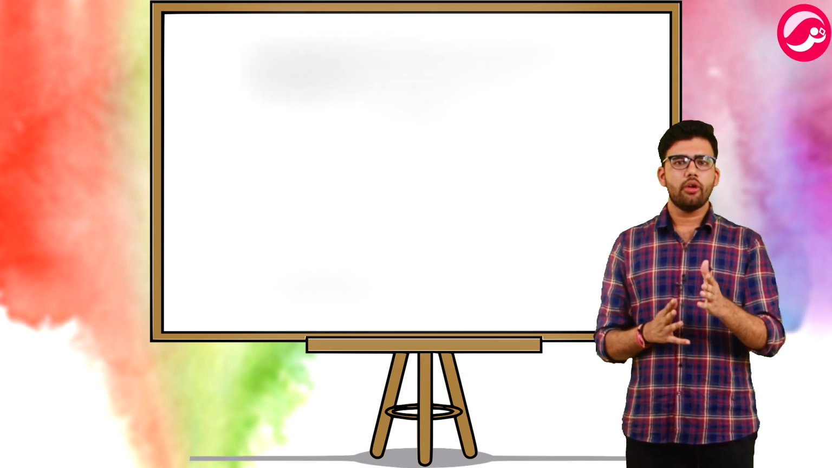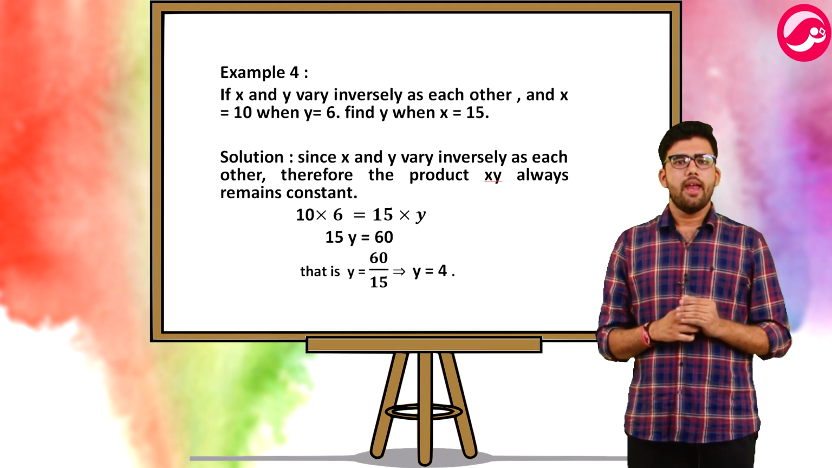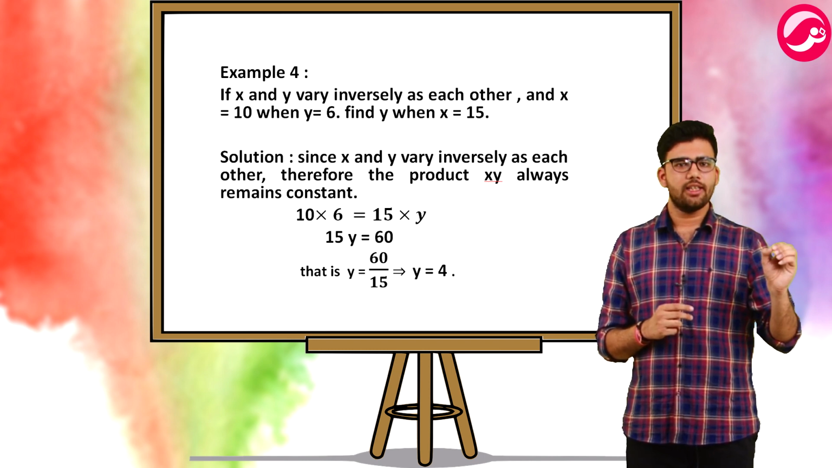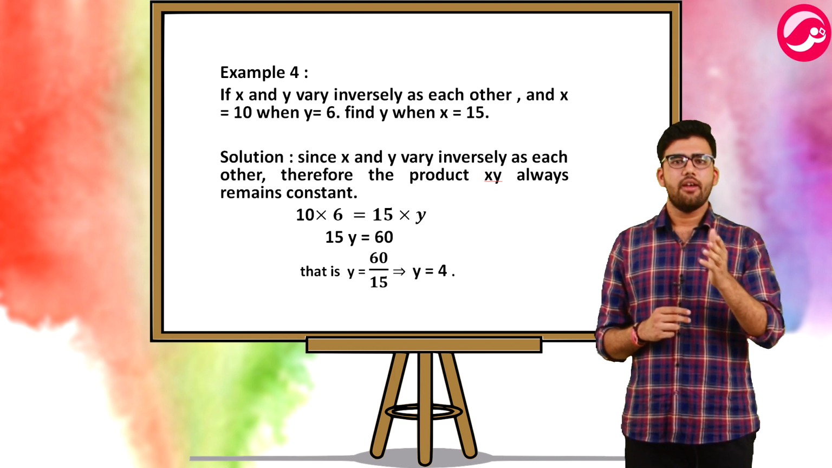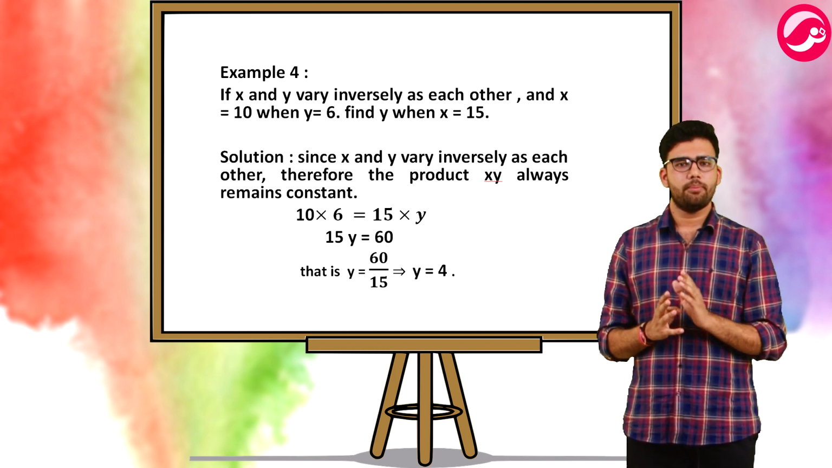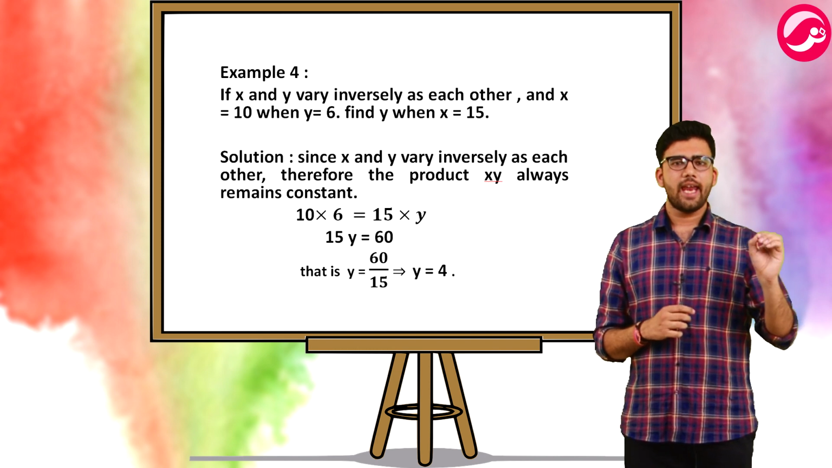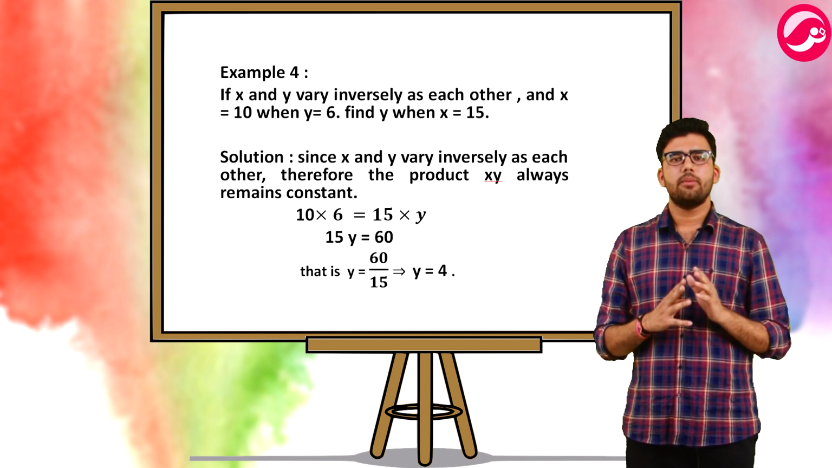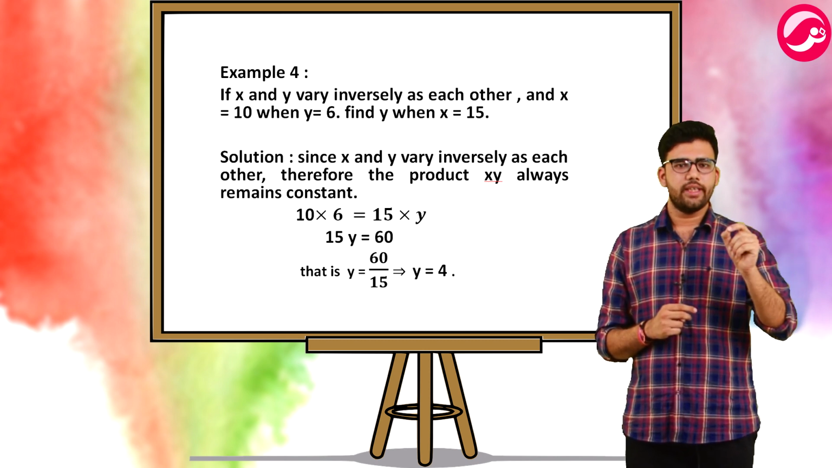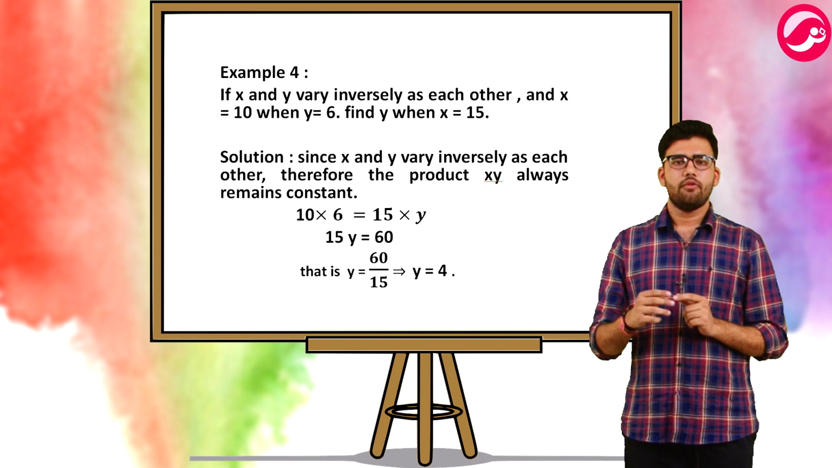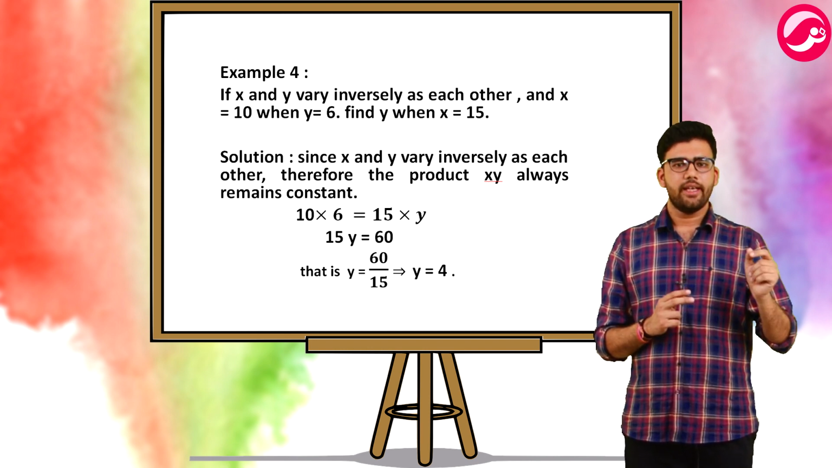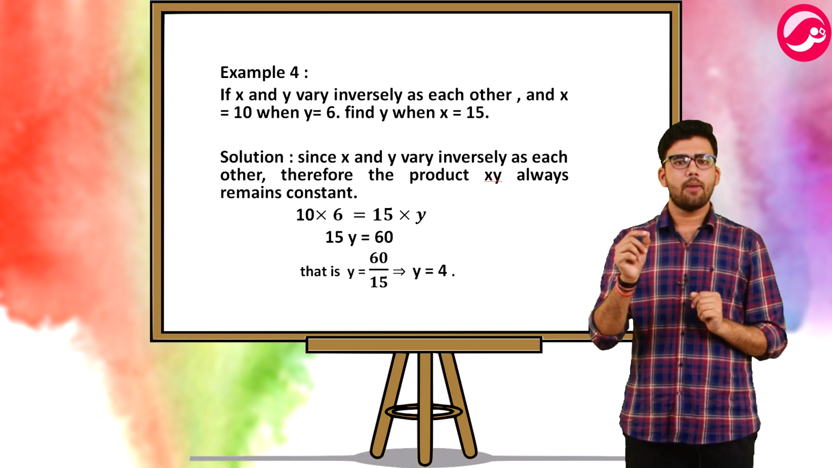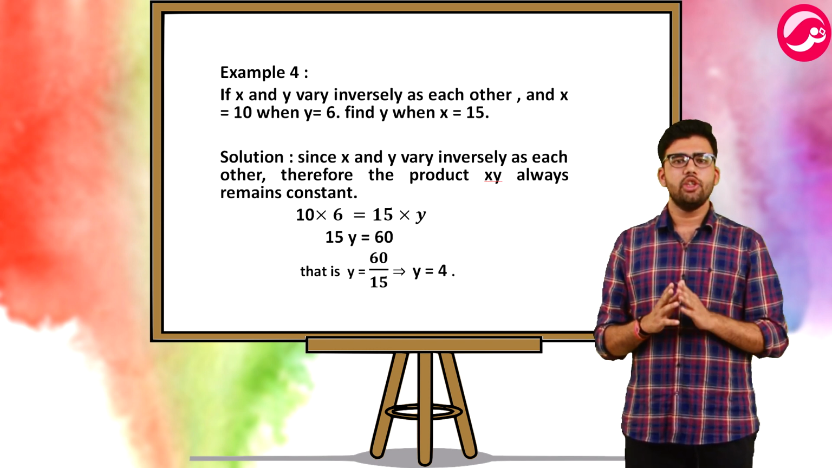Now we will see one more example, that is example 4. If x and y are in inverse ratio to each other, and x is equal to 10 and y is equal to 6, find y when x is equal to 15. The solution will be, since x and y are inverse to each other, the product xy always remains constant. That is 10 into 6 is equal to 15 into y. From here we will calculate the value of y. That is 15 into y is equal to 60. That is y is equal to 60 upon 15. That will give the final value of y is equal to 4.